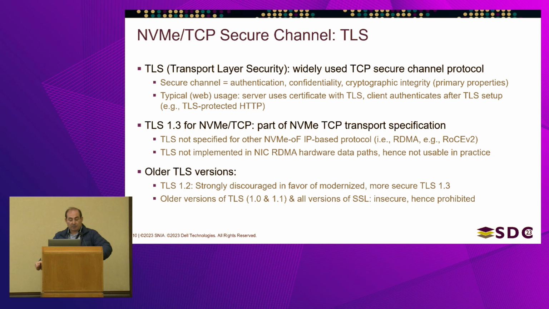We define in TP8011 how to use TLS 1.3 with NVMe over TCP, and it is defined only for TCP because TLS is not specified for other transport protocols. Older TLS version, TLS 1.2, is strongly discouraged in favor of TLS 1.3, and even older versions are prohibited also by IETF because they have been discovered to be currently insecure.